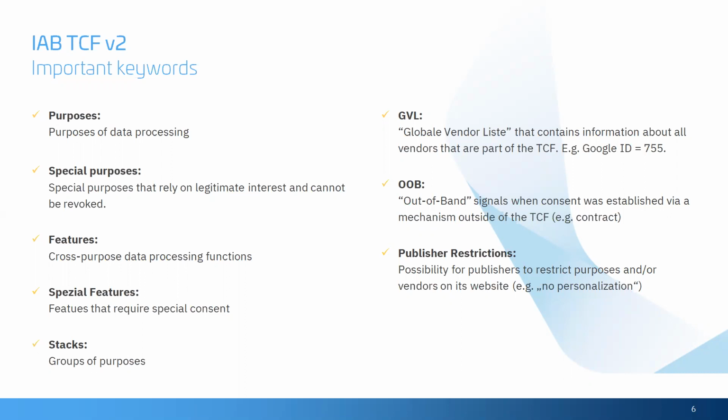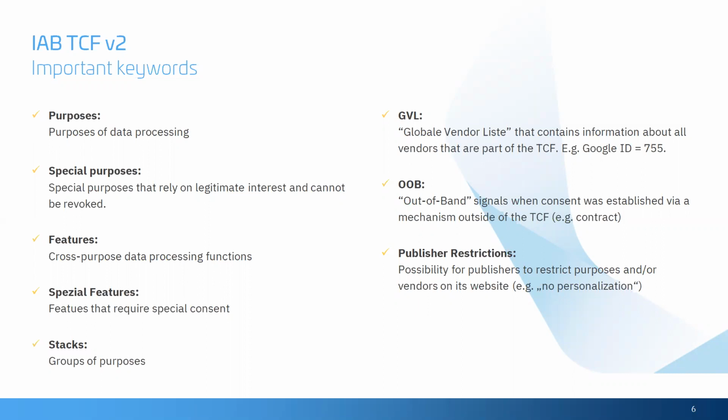Then there is OOB, or out of band. That's if a vendor wants to signal consent through a different way than the TCF, then there can be a signal that there is another signal, basically.